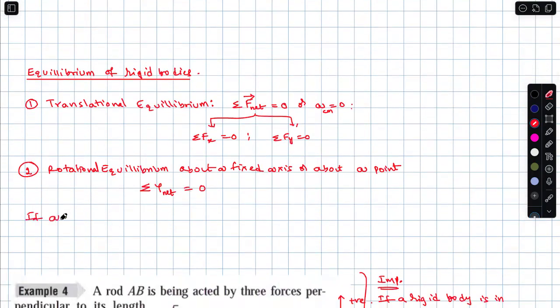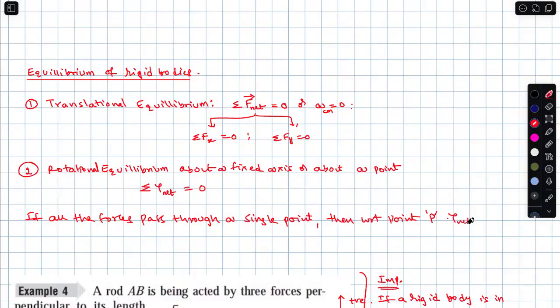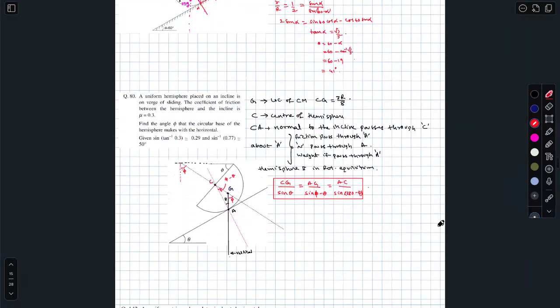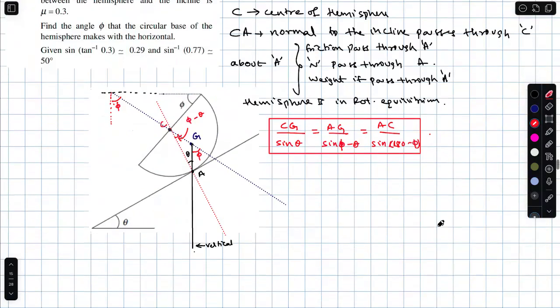If all the forces pass through a single point, then with respect to point P, net torque is 0. This is an important point. That's what I have used till now in 3D situations. Now here also I'm using the same.